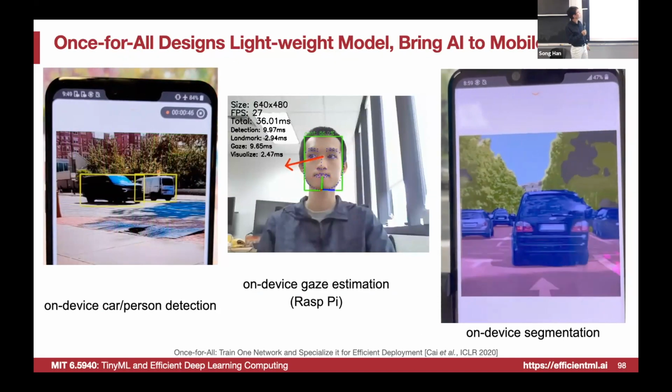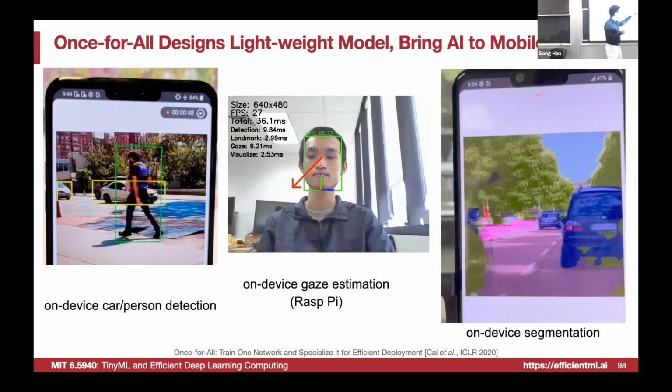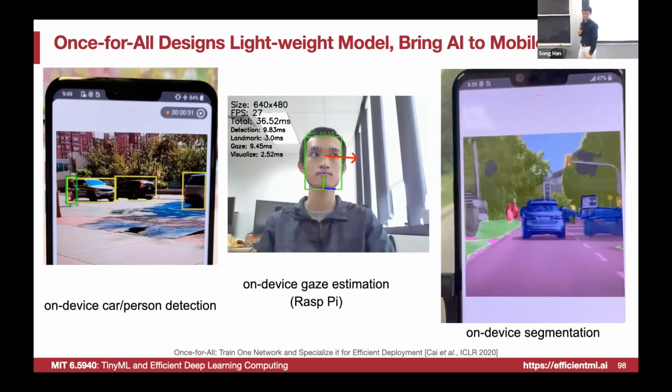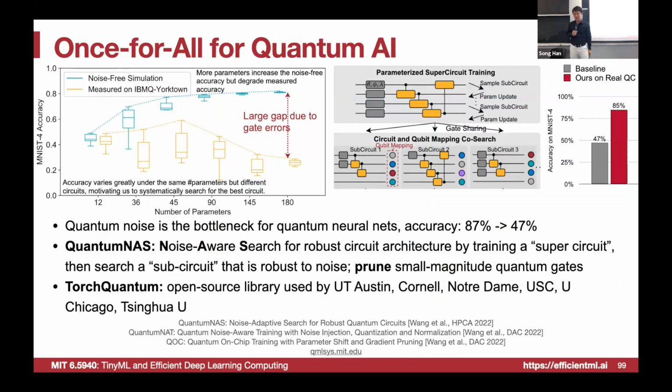Here are more examples for lightweight detection, gaze estimation, and segmentation. Another interesting part is that once-for-all network also gets applied to quantum AI, which we're going to cover a little bit in the later part of this lecture. Having more qubits is not necessarily a good thing, because it gives you larger capacity, but also a lot of noise. So here we're showing the ideal case versus the measured case: the noise-free simulation versus the measured result on the IBM Yorktown quantum machine.